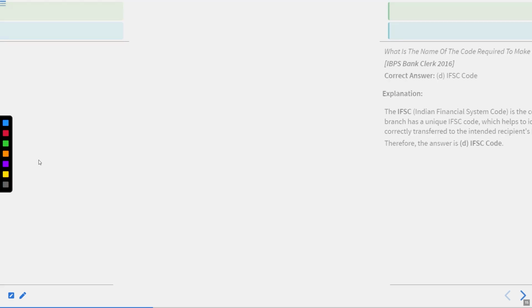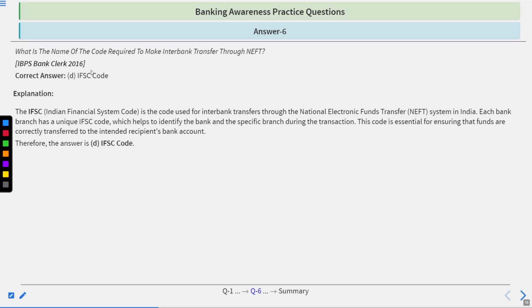Time's up. The correct answer is D, IFSC code. Just go by the explanation. IFSC stands for Indian Financial System Code. It is the code used for interbank transfers through the National Electronic Fund Transfer, NEFT, system in India.